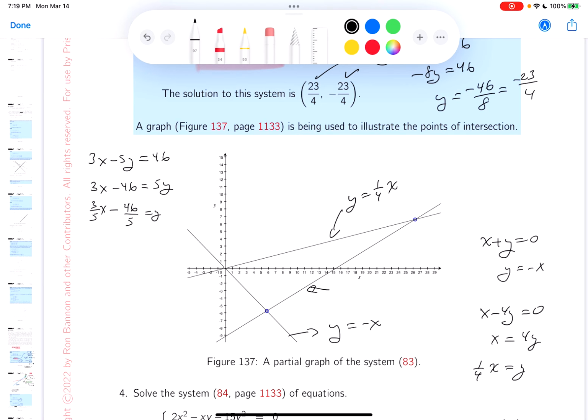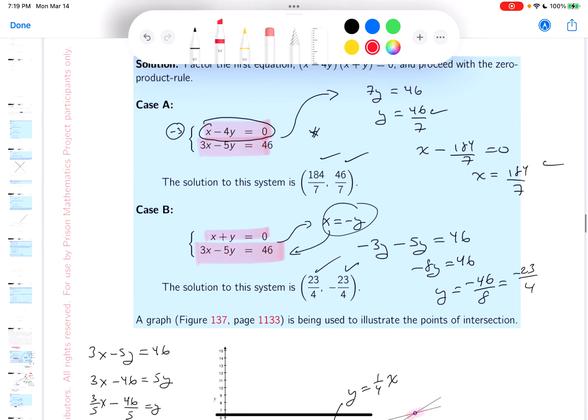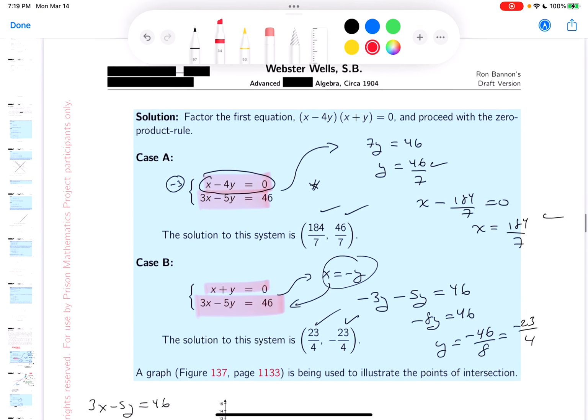All right, that's the only one left, by the way. 3x over 5 minus 46 over 5, and that equals y. And that's roughly, a little bit more than minus 9 down the y-intercept over here. So I'm seeing it. I'm definitely seeing it. What are the points of intersection? Well, we've already verified those by using an algebraic technique. I want to point out what they are. They're kind of nasty numbers.